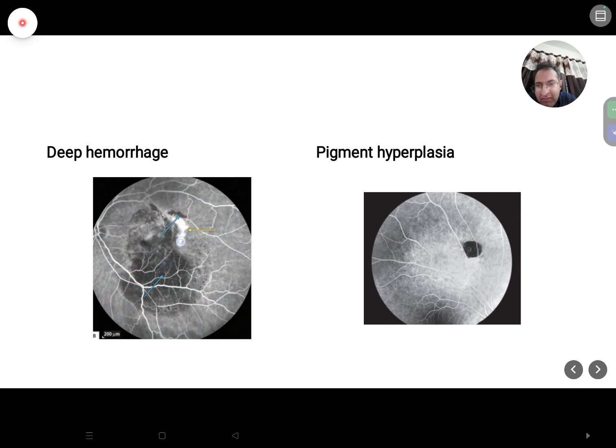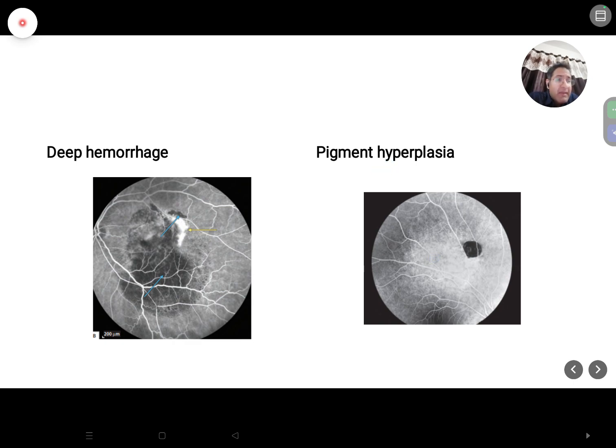Why CNVM? Because there is a leakage in that membrane area, along with all the retinal blood vessels. We can see they are going over this area of hypofluorescence. So this is a deep hemorrhage, possibly post wet AMD.